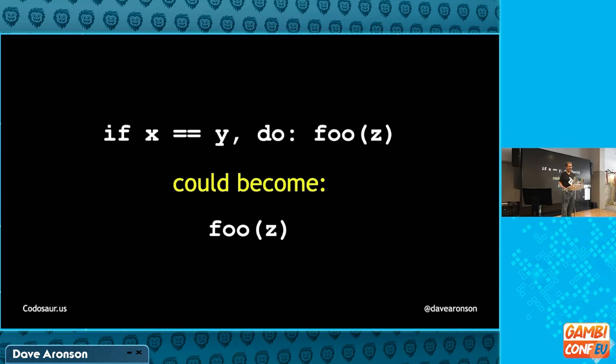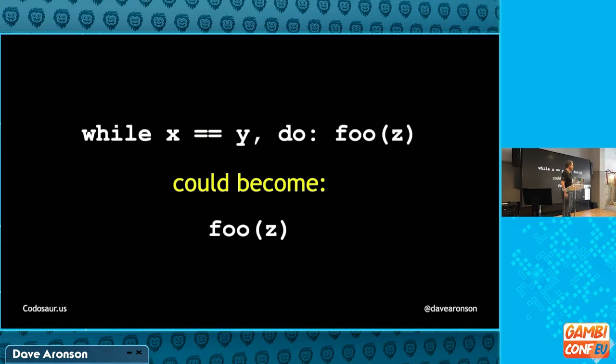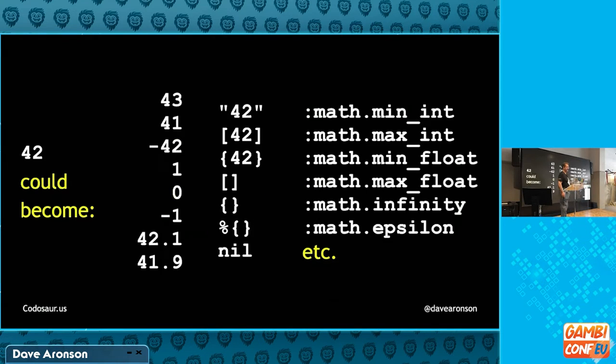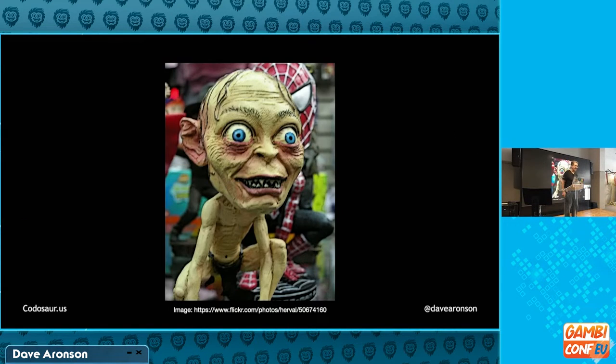It can remove an if condition so that something that might be skipped over or done is always done. Similarly, it could remove a looping condition so that something that might be skipped over, done once, or done multiple times is always done once. It could change a value from its existing value to some other value, like changing 42 to any of these and many more, but I had to stop somewhere. It could even change it to a completely incompatible type, like changing a number into a, if I may quote Smeagol, string or nothing.